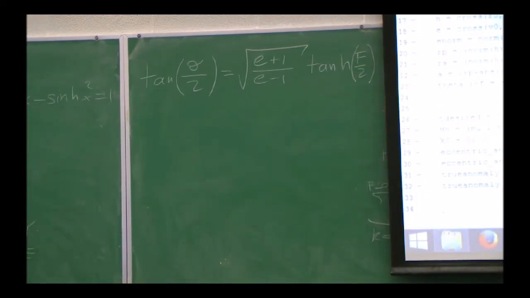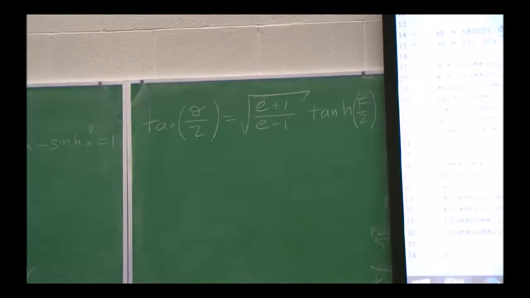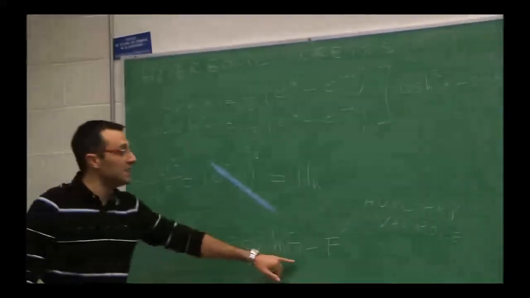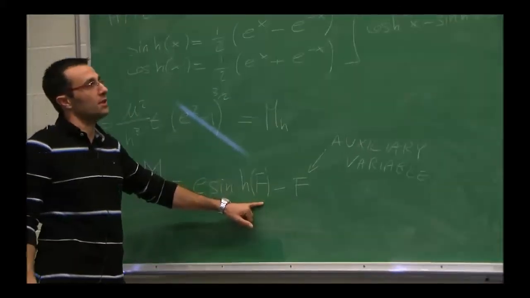So recall what we've done for the eccentric case, eccentricity less than 1. We defined an auxiliary variable, in that case the eccentric anomaly. It was something that we could plot on that sketch, not in this case, but that's okay. And we found, in terms of that auxiliary variable, an equation for which we need to find the E numerically. It's the same story here.